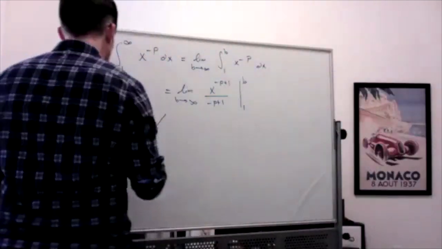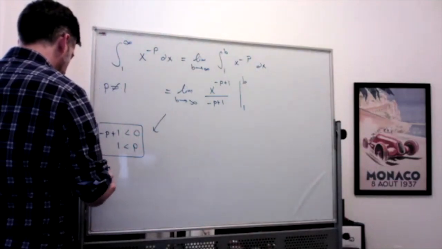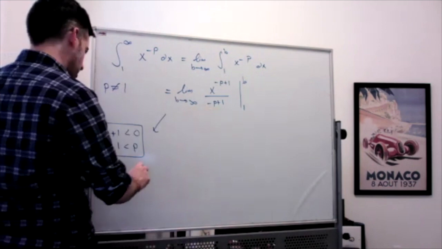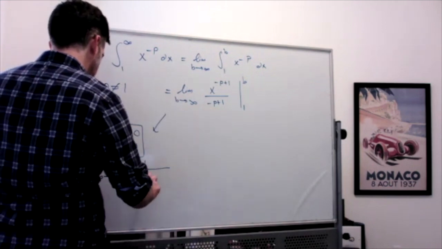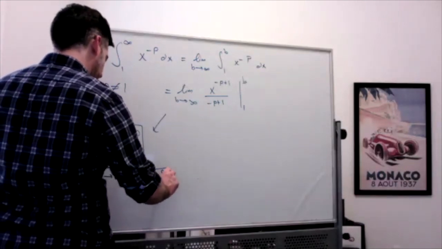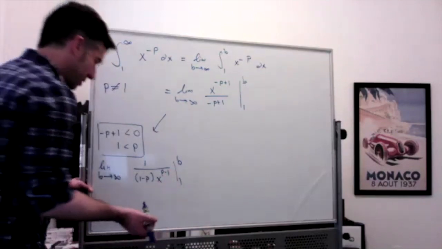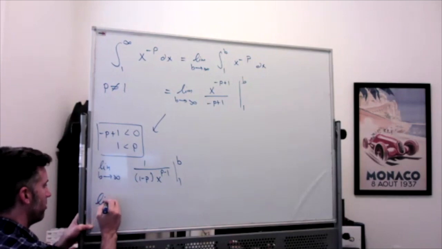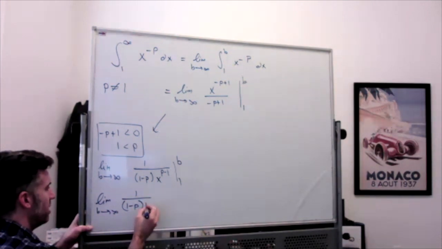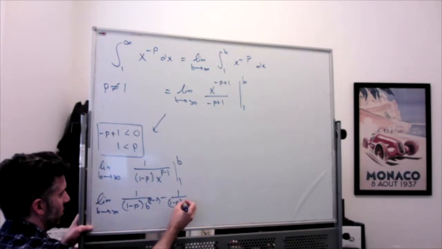I'm going to rewrite this as the limit as b goes to infinity of 1 over 1 minus p, right? Negative p plus 1 is the same as 1 minus p, times x to the positive p minus 1, from 1 to b. Now I'm going to plug in b and plug in 1. So we have the limit as b goes to infinity of 1 over 1 minus p times b to the p minus 1, minus 1 over 1 minus p times 1.